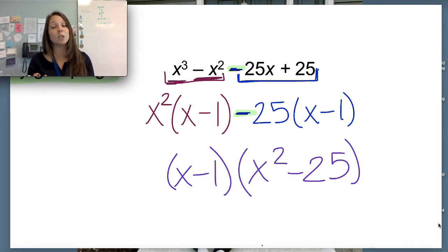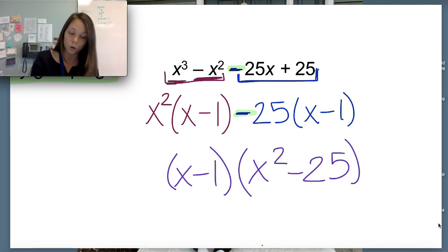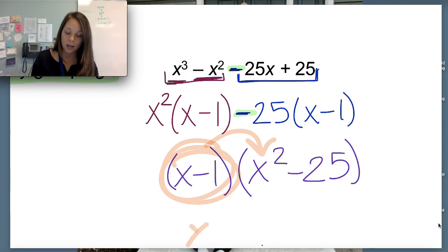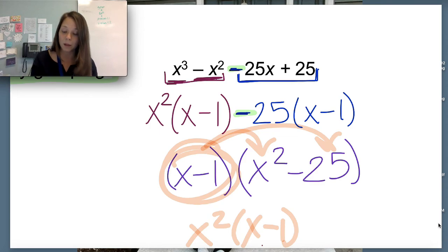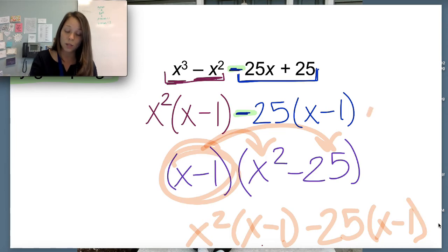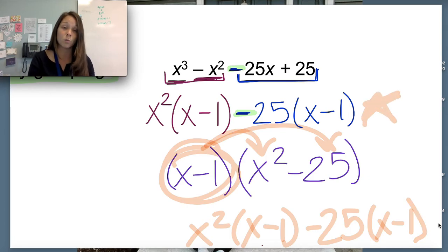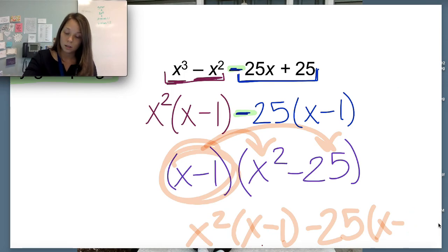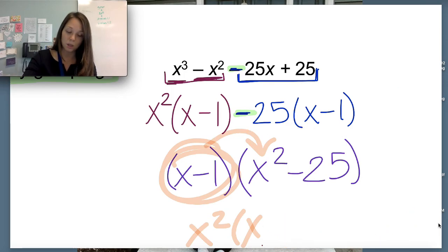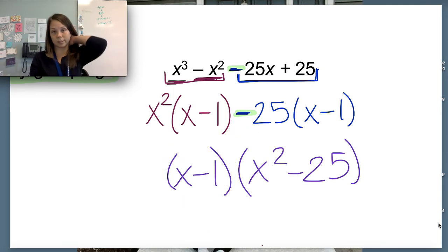So it's not that I just moved the x minus 1 altogether, I factored it out, meaning I divided an x minus 1 out. I could go through and take this x minus 1 and multiply it by the x squared and get x squared times x minus 1. And then I could take the x minus 1 and multiply it by the minus 25 and get minus 25 times x minus 1. And you would notice that I get the exact same line as it was written above. But again, the point is not to multiply this all out, the point was to factor it. So I want to leave it like this.